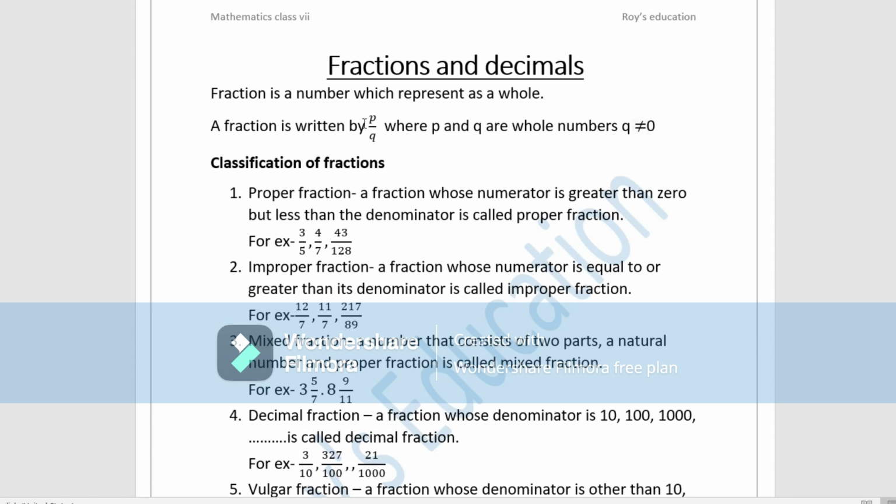That means 100 by 0 cannot be a fraction. So a fraction is written in the form P by Q, where P is the numerator and Q is the denominator, and this denominator will not be equal to 0. Other than 0, it can be any number. Now we are going to classify the fraction.